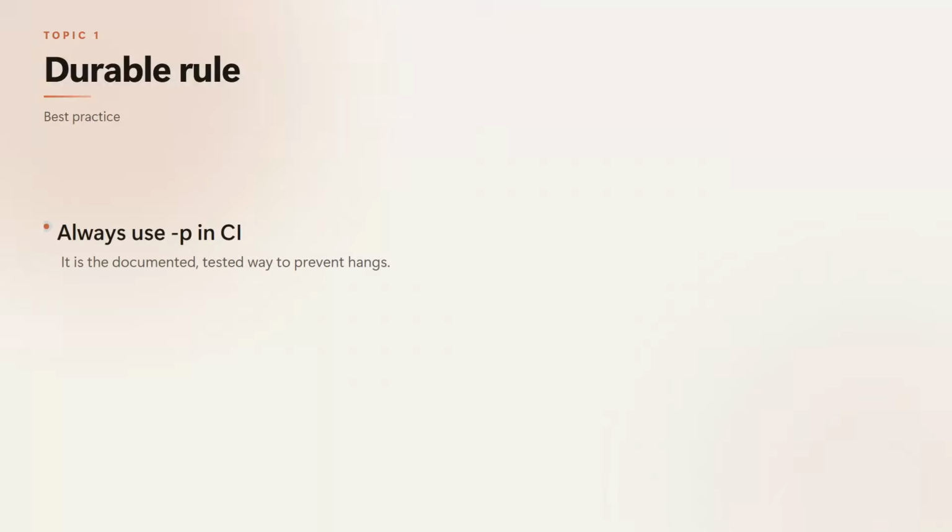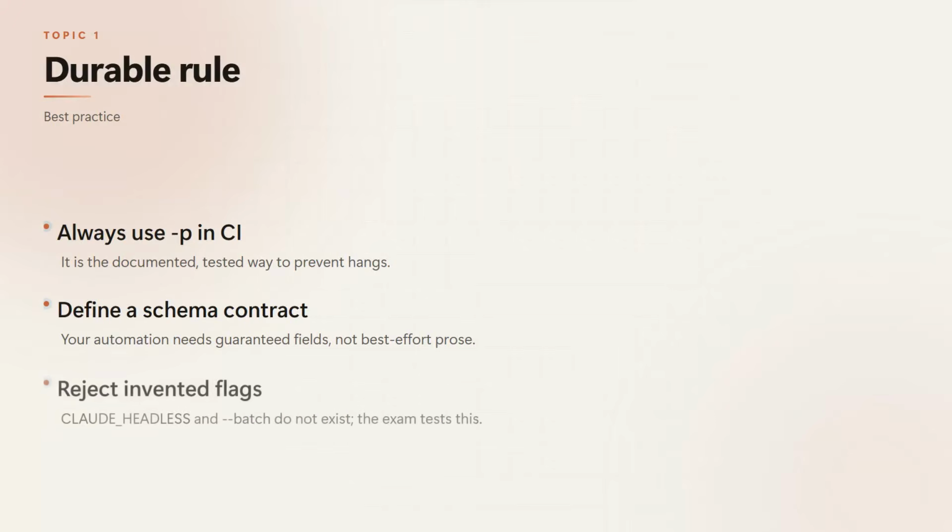The durable rule is, in any CI context, use -p to prevent interactive hangs, and pair --output-format json with --json-schema to enforce a contract your automation can rely on. Reject workarounds like /dev/null redirection because they are not the documented answer, and reject invented flags because they do not exist in the CLI surface. The reason is not just exam correctness, it is that documented flags are supported, tested, and will still work next year.